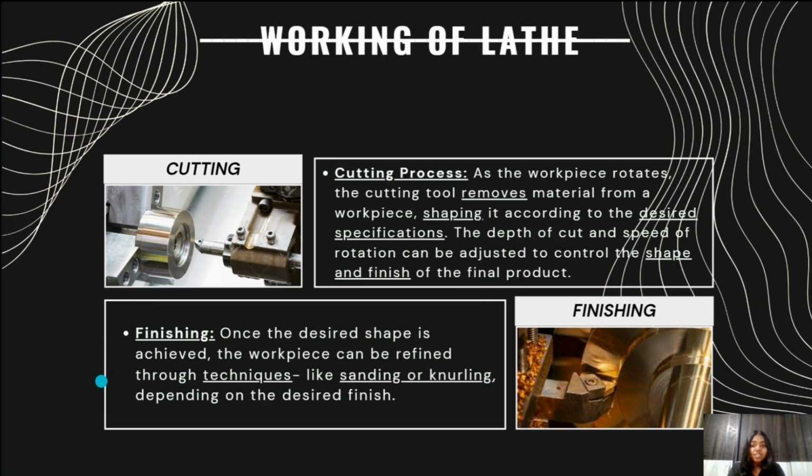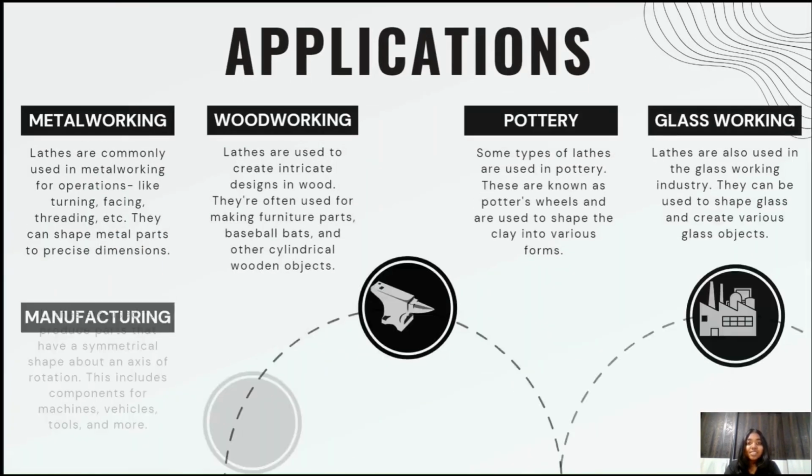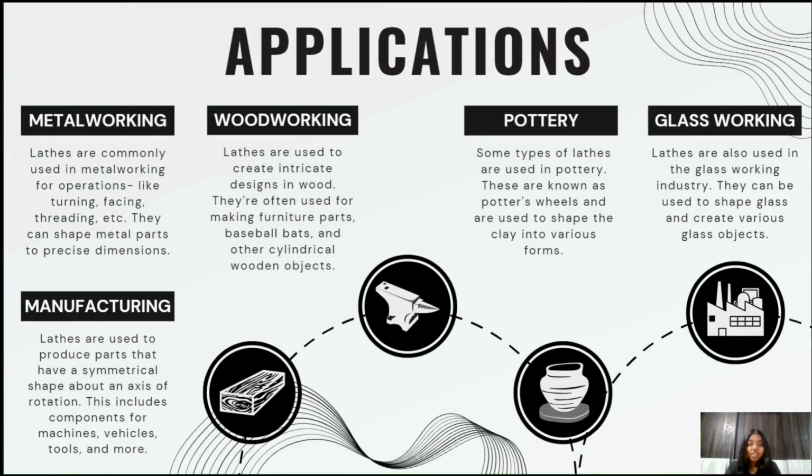Once the desired shape is achieved, the workpiece can be refined through techniques such as sanding or knurling, depending on the desired finish. Let's see some applications of lathe machine. Under metalworking, lathes are commonly used for operations like turning, facing, threading, etc. They can shape metal parts to precise dimensions.